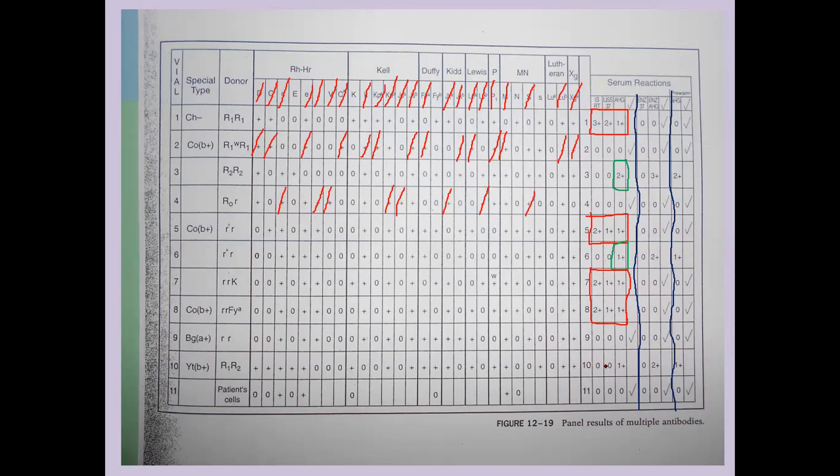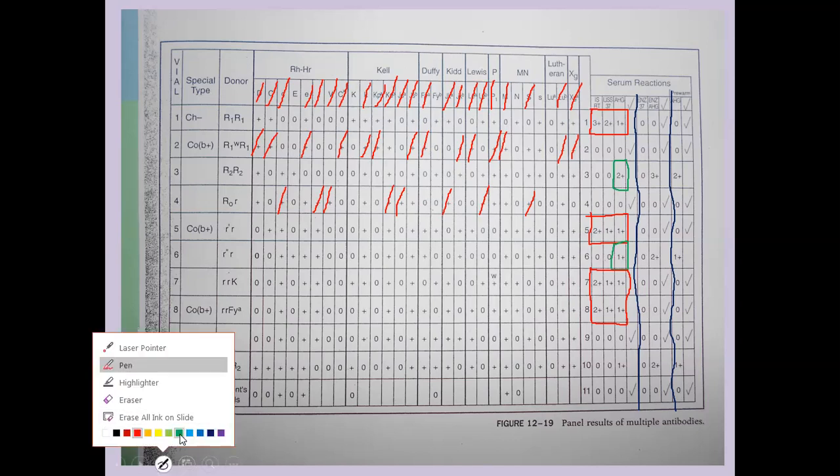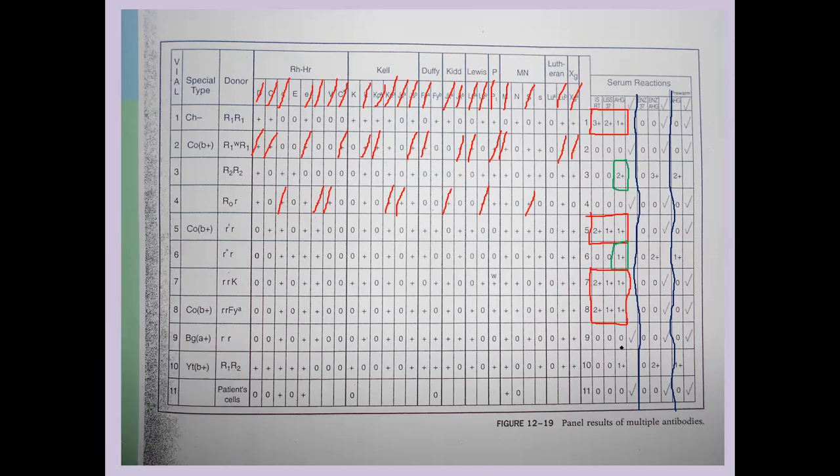And when we look at cell 10, we cannot use this cell to eliminate anything because we see that there's a 1+ reaction showing up at AHG, and this looks similar to the pattern of reactivity with cells 6 and 3. So I'm just going to go and outline this in green.